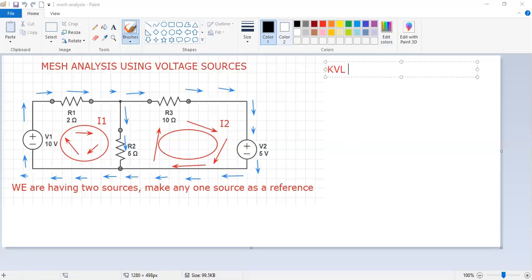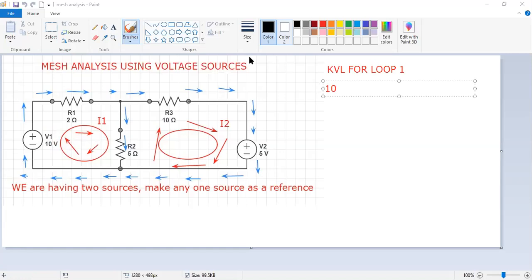Initially apply KVL for loop 1, or mesh 1, anyone, no problem. Whenever a voltage source comes, only check the loop current. But whenever a resistance comes, check branch and loop both. So here in this example, the loop current is coming from minus to plus. Whenever loop current is coming from minus to plus, I can say plus V. So plus 10. That is the sign convention here.